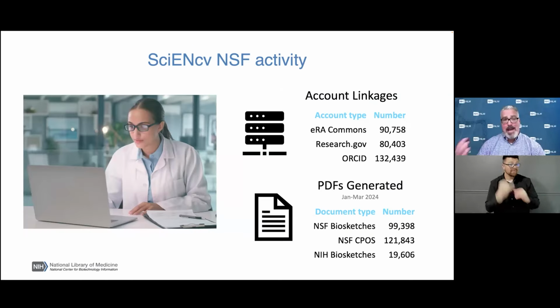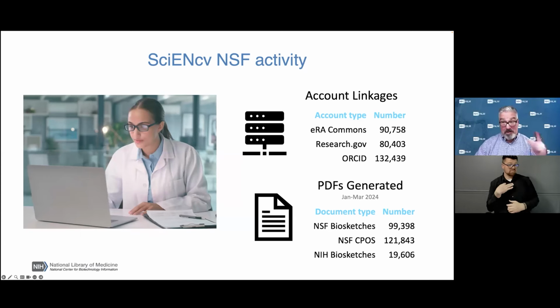And finally, I want to end by giving big props to the NSF grant application community because they've really done a fantastic job. These numbers kind of blow me away. We're constantly monitoring the system, seeing what kind of activity is happening. We currently have about 90,000 accounts linked to ERA Commons, the NIH grant system, 80,000 linked to research.gov, and over 130,000 linked to ORCID. And remember, you can have one account that's linked to all of these different grant application systems.